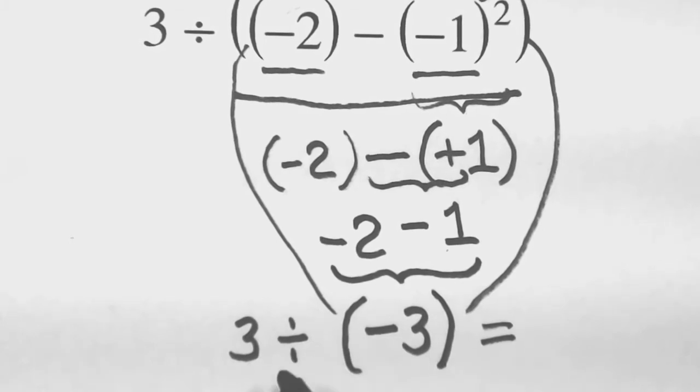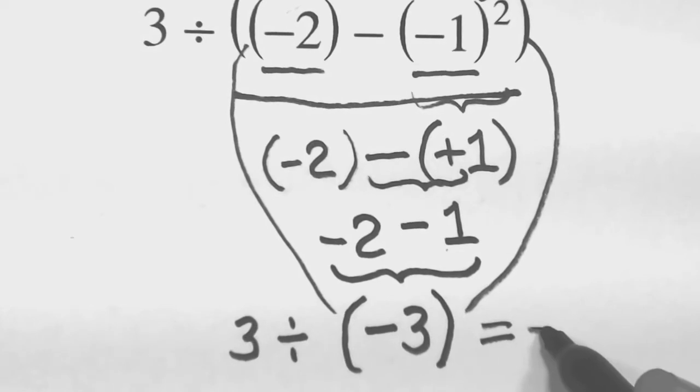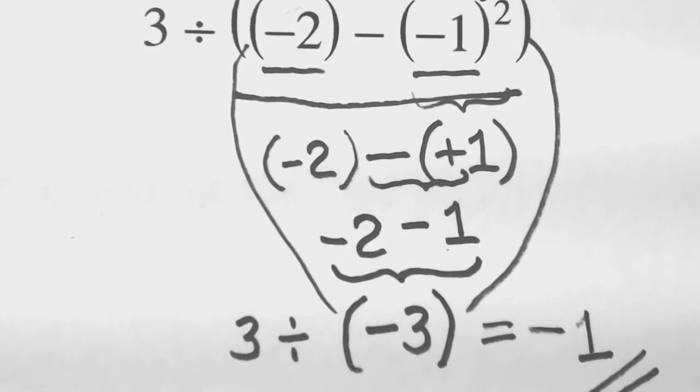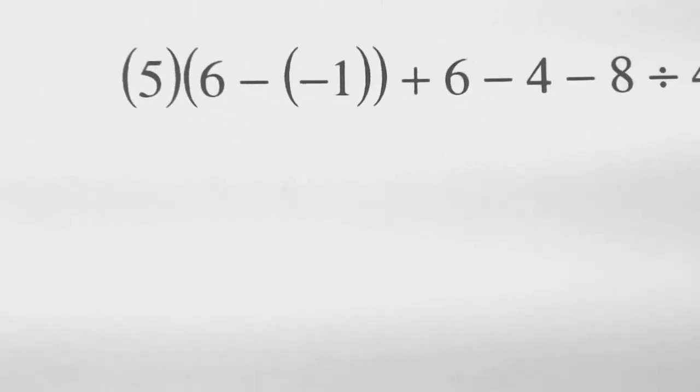Well, multiply or divide, we can get the sign first. There's a single minus sign, so that means the answer is going to be negative, and of course 3 divided by 3 is just 1. So we end up with -1 being the total on this one. Okay, let's go a little bit further here. Something that's a little bit messier still.